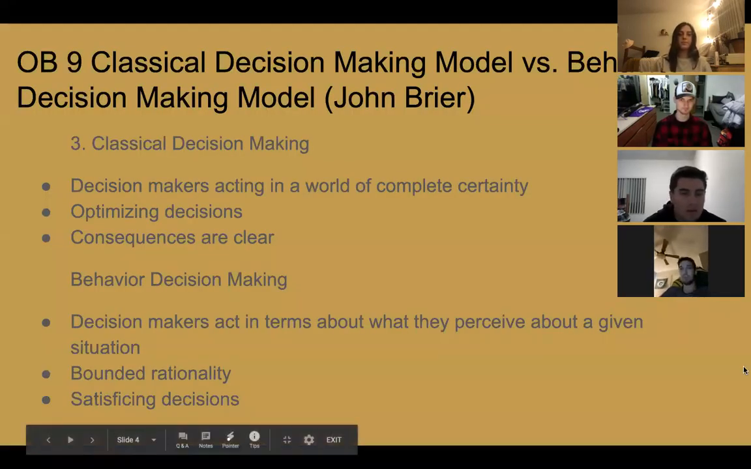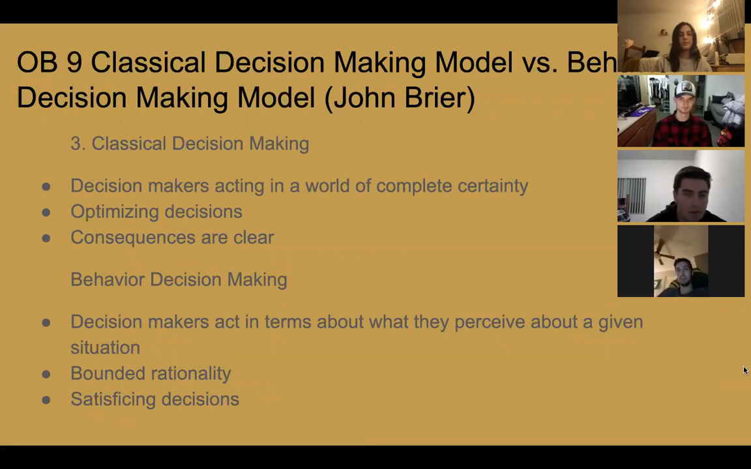So the differences between the classical and behavioral decision-making models. In the classical model, the decision makers are acting in a world of complete certainty, so clear rules, clear solutions. They're making optimizing decisions and the consequences are clear.